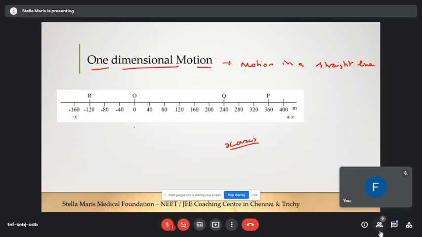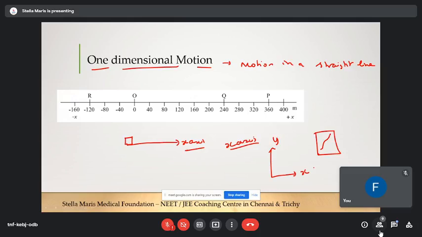X, y, and z. Since we are dealing with motion along a straight line, we are going to confine ourselves to a single axis, that is the x-axis. In order to describe the motion of an object, we are going to specify some quantities. First is path length. Path length of an object is nothing but the distance traveled by the object.